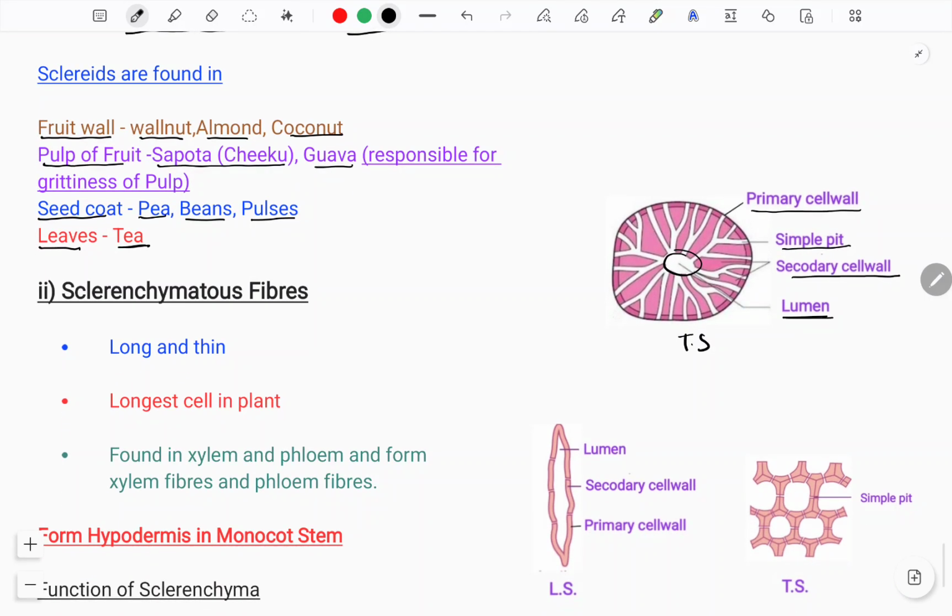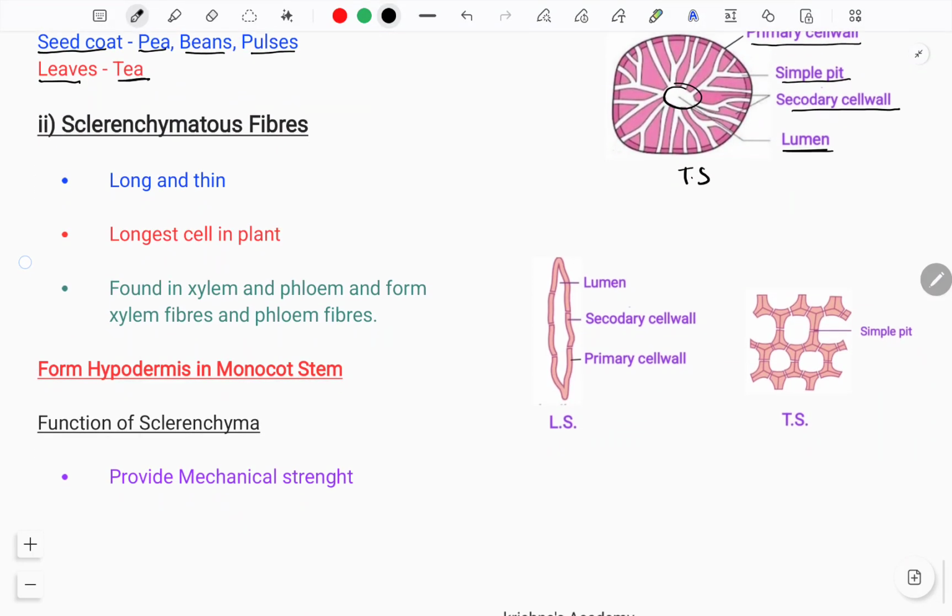The second type of cells which may be present in sclerenchyma are sclerenchymatous fibers. These are long and thin. These are the longest cells in the plant. These are found in the xylem and phloem as their elements, like xylem fibers and phloem fibers. This is the LS of the sclerenchymatous fiber and this is the TS of the sclerenchymatous fiber. As compared to the sclerite, these are much longer.